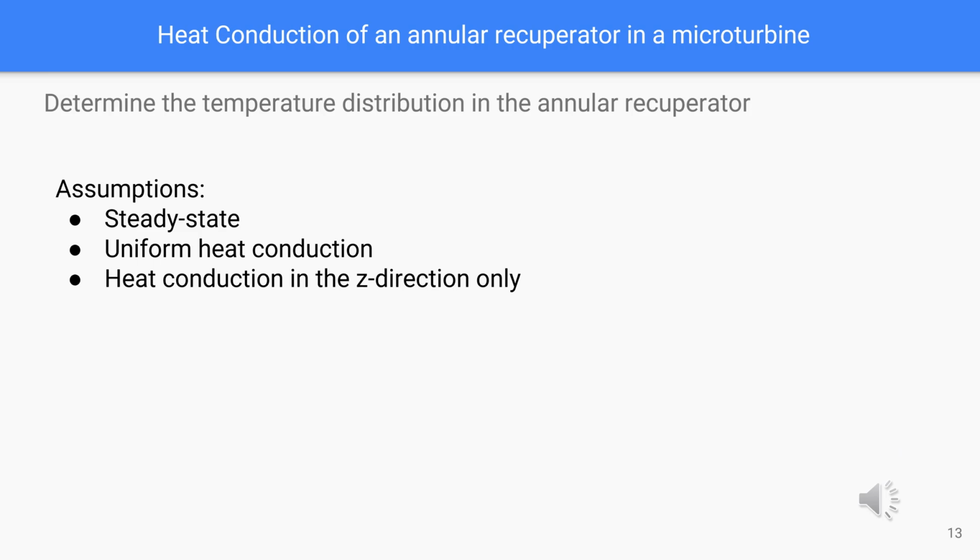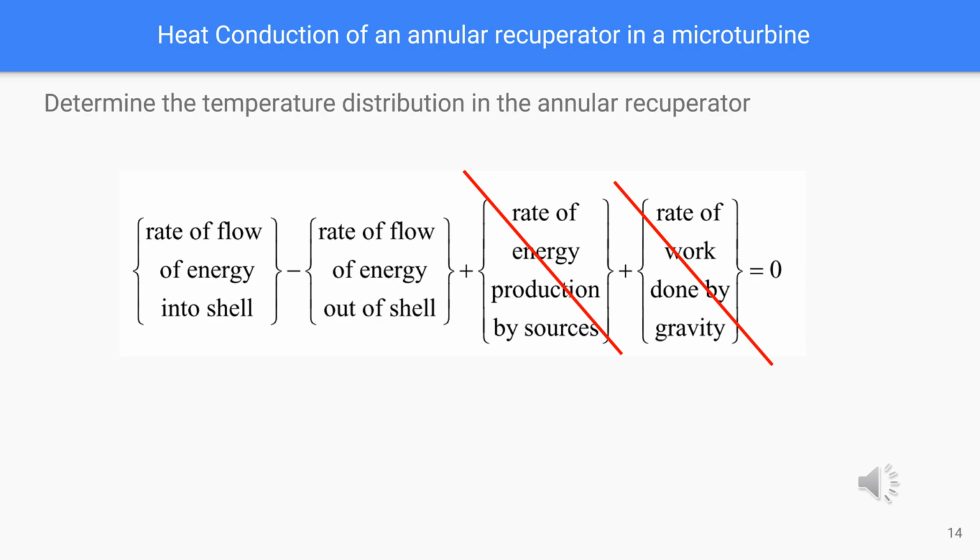We're asked to determine the temperature distribution in the annular recuperator. So the first step is to outline any additional assumptions to the ones provided in the problem. That is, assume steady-state uniform heat conduction in the z direction only. The next step is to write out the shell energy balance equation and cancel out terms like the rate of energy production by sources, since there is no resistive heating or chemical reactions, as well as the rate of work done by gravity, because there is no mass of fluid flowing within the recuperator or our shell balance.